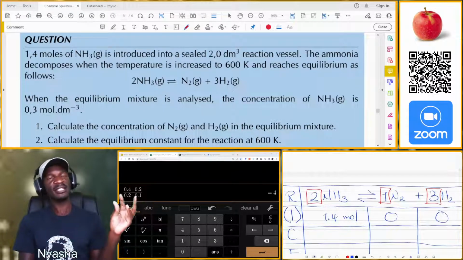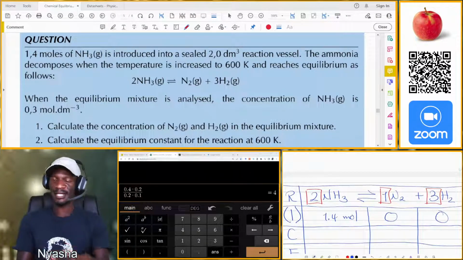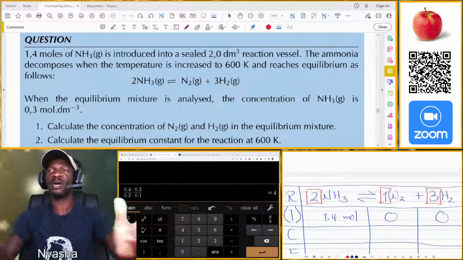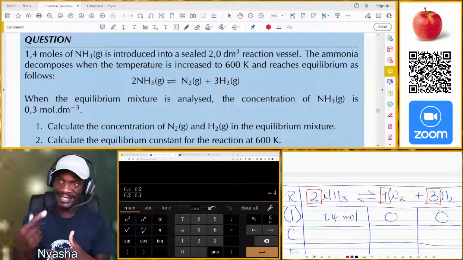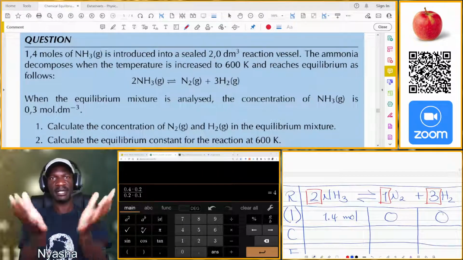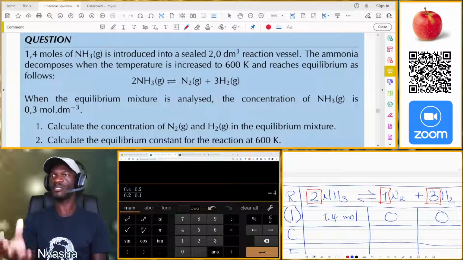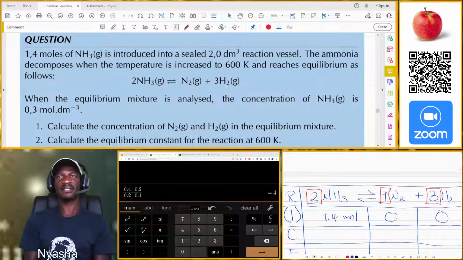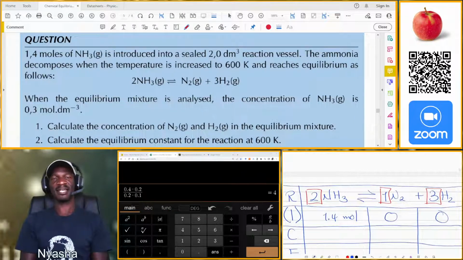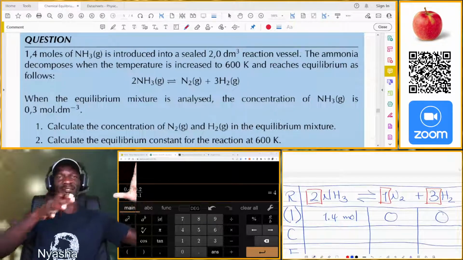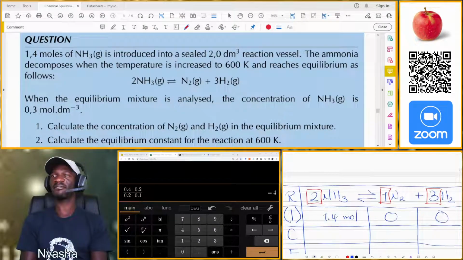So they introduce 1.4 moles, and now the container is filled with 1.4 moles of NH3. Then they heat this chamber, this container or reaction vessel, to a point where it reaches 600 Kelvin, right? You can think about that in degrees Celsius: subtract 273.15 and you'll see what temperature that is in degrees Celsius. So it reaches equilibrium.